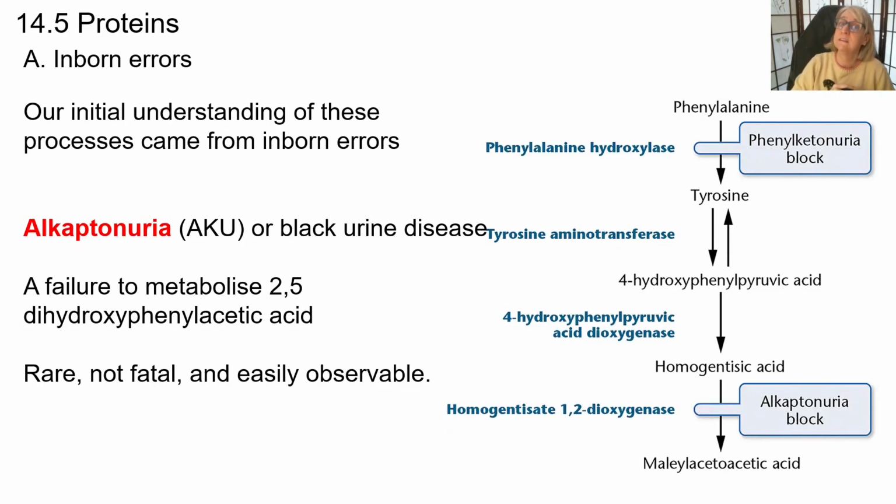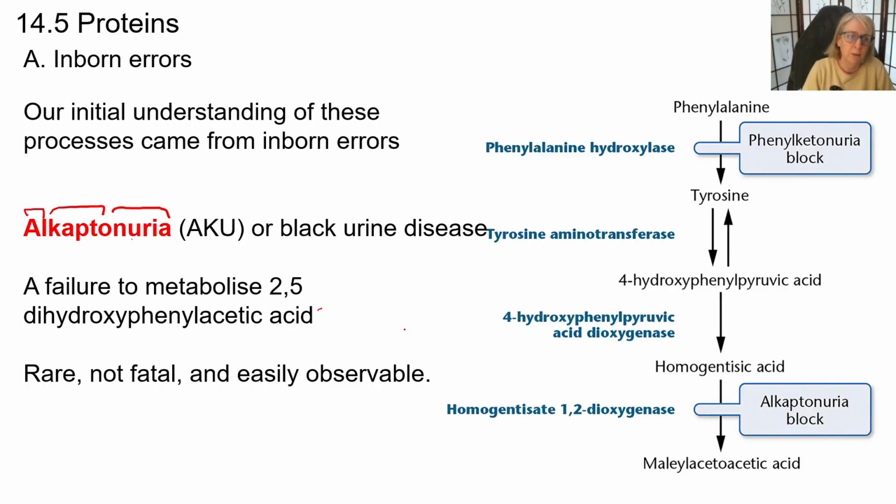There are two diseases I want to introduce to you that you may already know about, and that are really instrumental in our understanding of how proteins are made. AKU is black urine disease. Alkaptonuria, from urea, as in urine. It's black urine disease. It is a failure to metabolize a single protein and an acid.